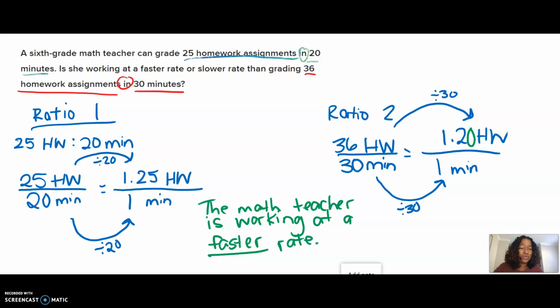A really good sentence would have the unit rate in the sentence, but just for the sake of time, I'm just gonna leave it as that. Just answering the question directly, where she's just working at a faster rate. The best sentence would be the math teacher is working at a rate of 1.25 homework assignments per minute, which is faster than the rate of 1.2 homework assignments per minute.